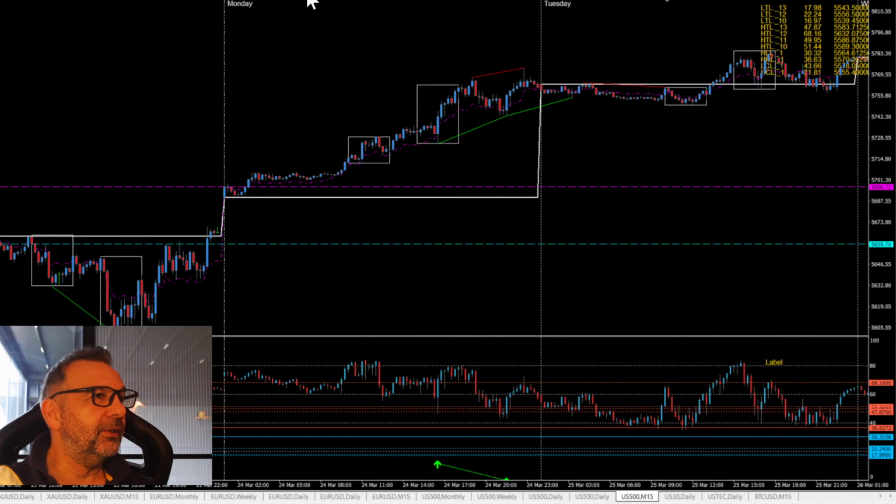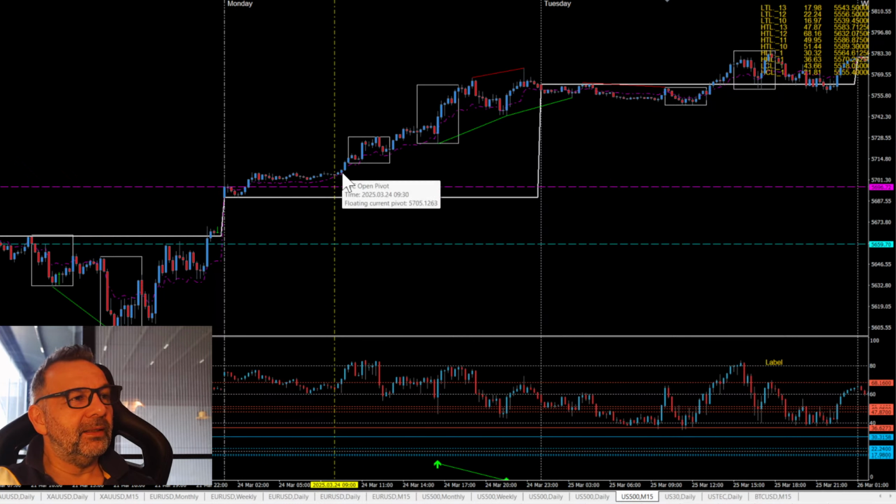Let's take a look at 9:05. 9:05 is on this bar here, right there. You can see this is where the market starts to push up, nice and easy.